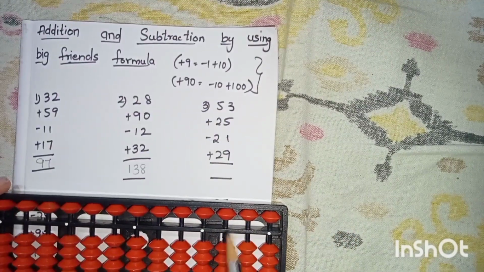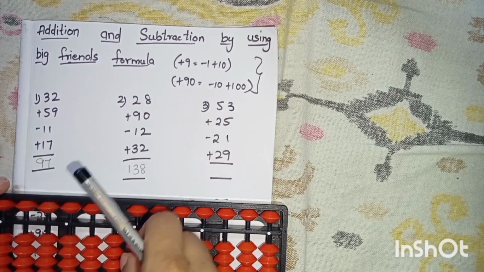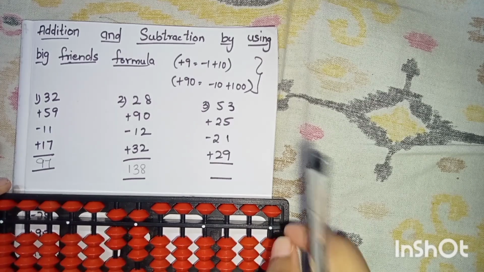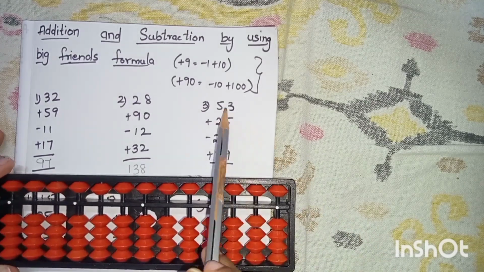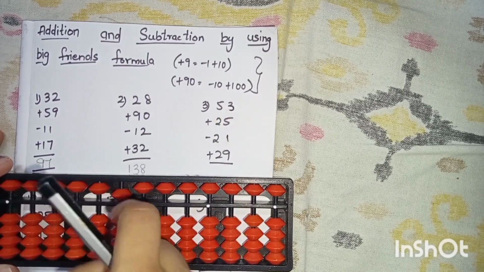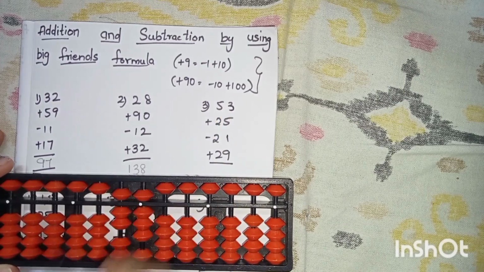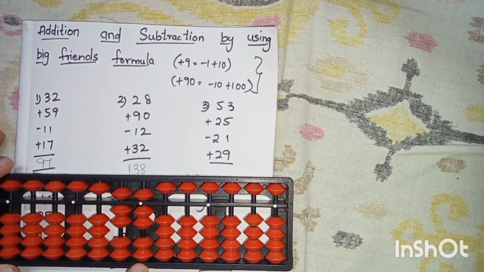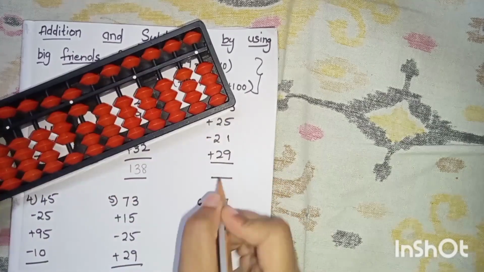Clear the scale. 53 plus 25 minus 21 plus 29. I repeat again. 53 plus 25 minus 21 plus 29. In the ones place, 9 is not available, so I am taking plus 9 is equal to minus 1 plus 10, big friends formula. Minus 1 plus 10. What is the answer? 86.